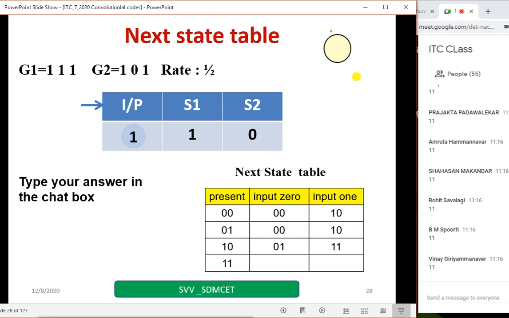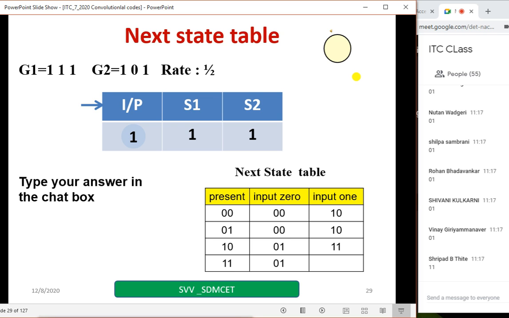Take a last one. 11 is the present state. Input I am giving is 0. What might be the next state? Okay, 01. Prajakta, Simran, Chaitra, Amrita are typing. All are typing 01 as the answer. Yeah, correct. It's 01. All are correct. 01 is the next state I am going to get. So let me take a last one.